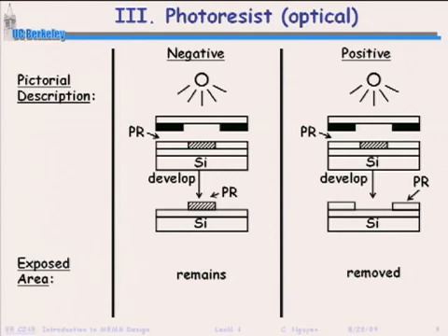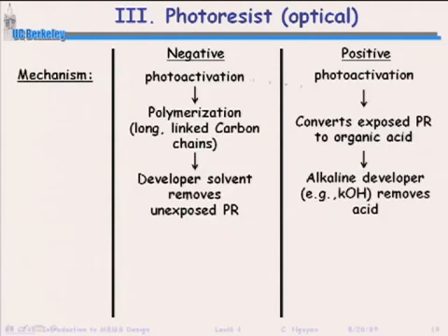Okay, how do these two work? They both work through photoactivation, of course. But a negative resist consists of an organic acid or some kind of resist that polymerizes when exposed to light. So you expose it to light, and what it does is it creates long linked carbon chains. Okay, and so these long linked carbon chains may look something like this. So if you get enough spaghetti that's linked together so well, it's hard to pull apart, right?